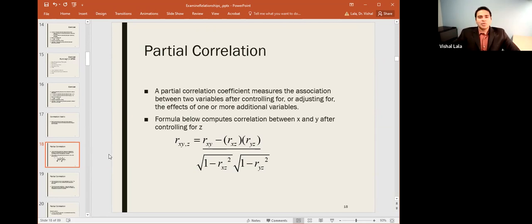There are situations where you might want to examine the correlation between two variables after controlling for, or adjusting for, or teasing out the effect of some other variable. So mathematically, that's the formula for partial correlation. We're taking out the effect of z in examining the relationship between x and y.